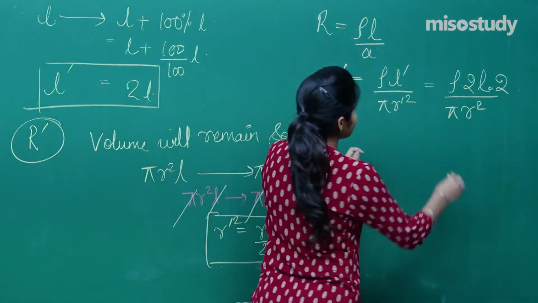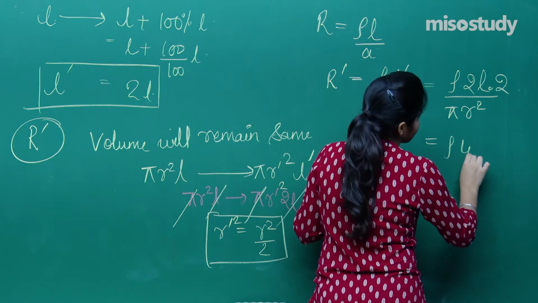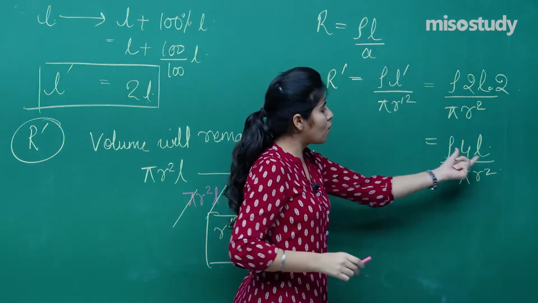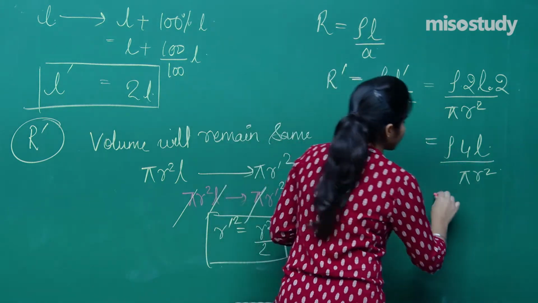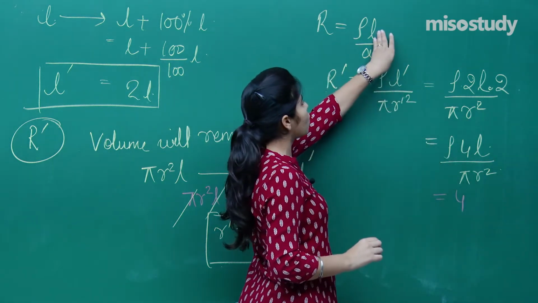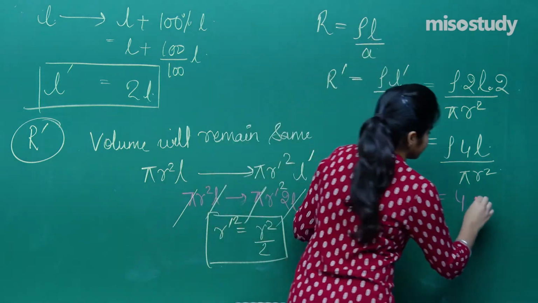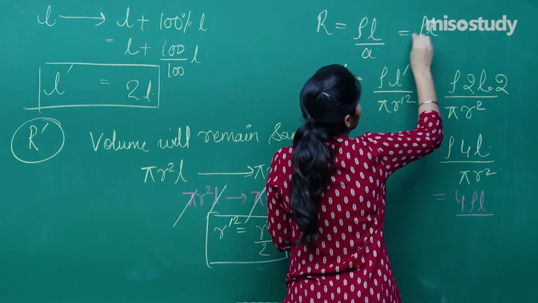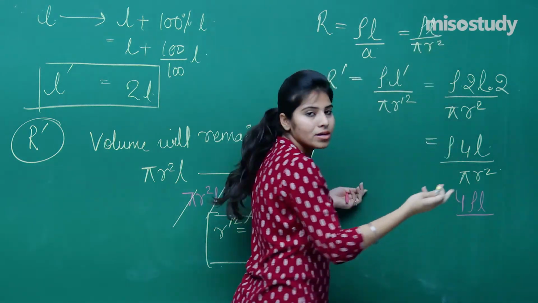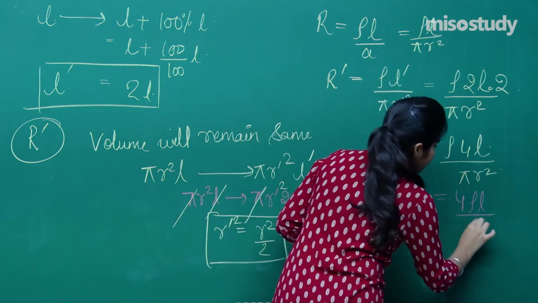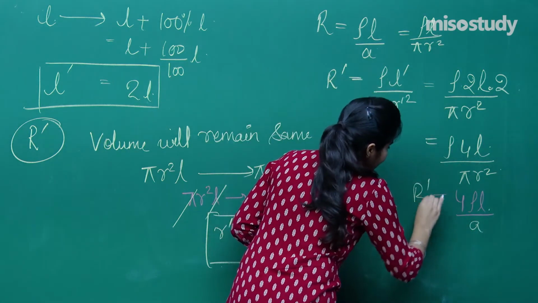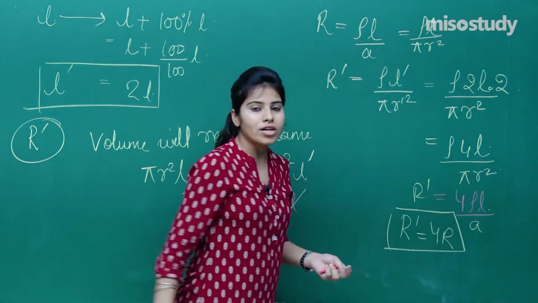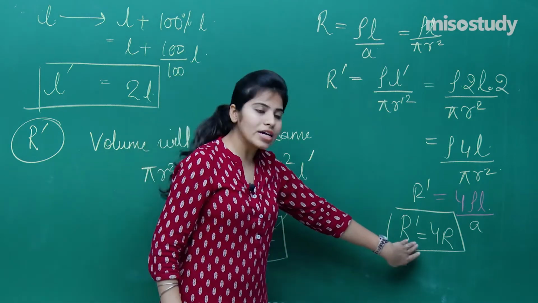So what I can see is that this has come out to be equal to rho 4L upon pi r square, or you can say this is nothing but 4 rho L by A. You can write this as rho L upon pi r square, right? So this is nothing but rho L by A. Or you can say that your R dash is equal to 4 times R. Right or wrong? Right? So your R dash is 4R.